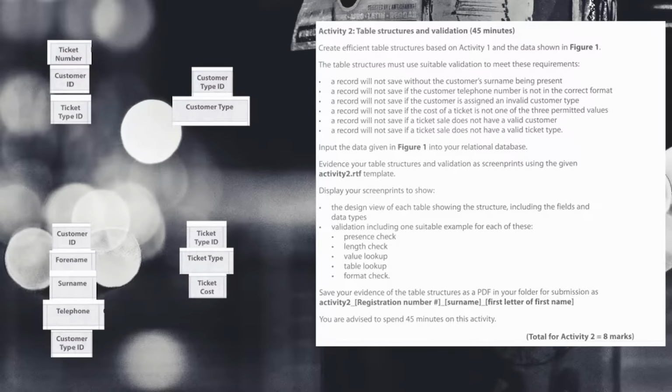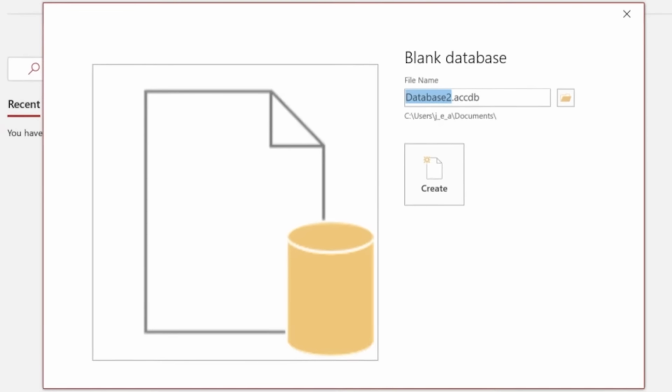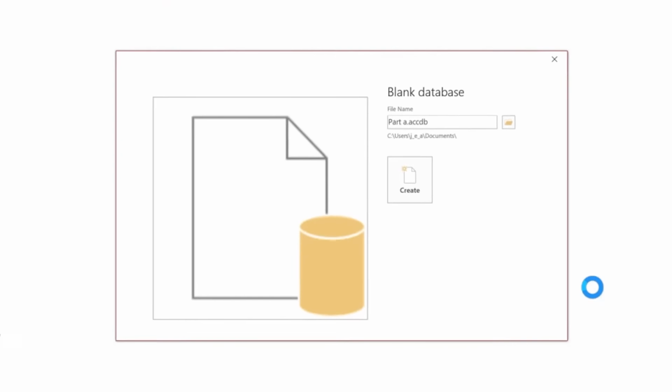Once we gain access to Access database, we're going to need to choose to create a blank database. We do that by simply selecting the blank database option. Access is very good because this forces us to create an appropriate name to save our database with straight from the outset. So make it meaningful, and in this instance we're going to use Part A and click on Create or press Enter.